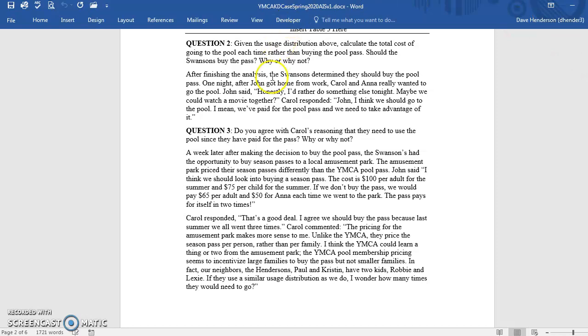After finishing the analysis, the Swansons determined they should buy the pool pass. One night, John got home after work. Carol and Anna really wanted to go to the pool. John said, "Honestly, I'd rather do something else tonight. Maybe we could watch a movie." Carol said, "John, I think we should go to the pool. I mean, we paid for the pass. We have to take advantage of it." Question 3, do you agree with Carol's reasoning that they have to use it since they paid for the pass?